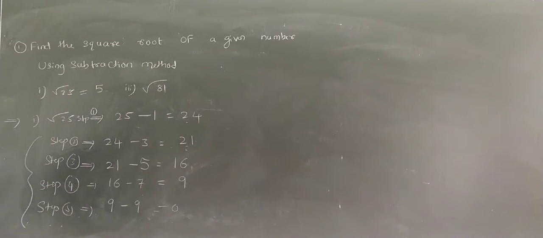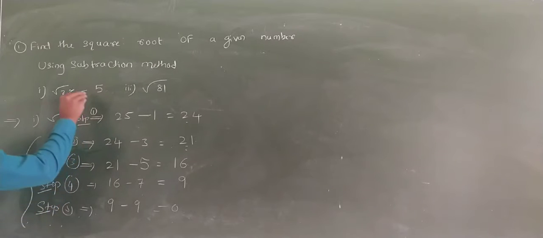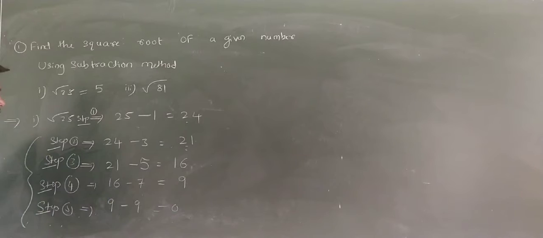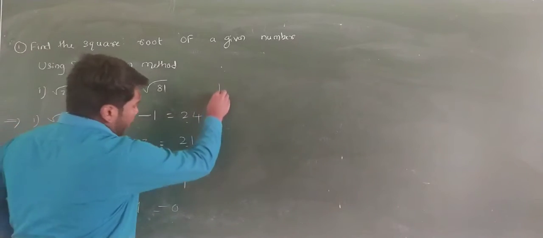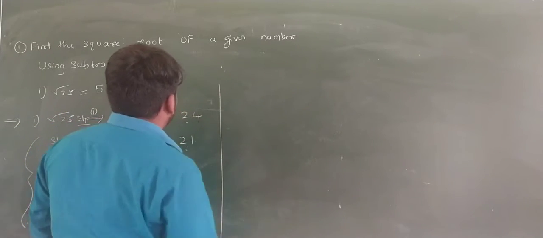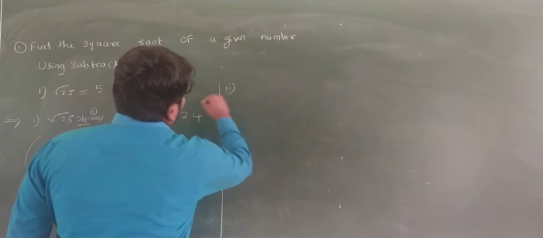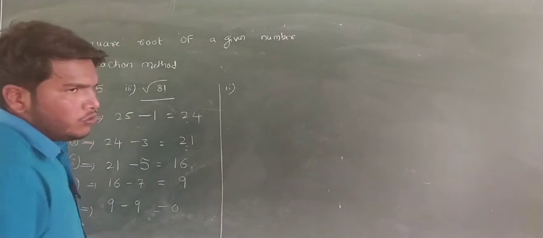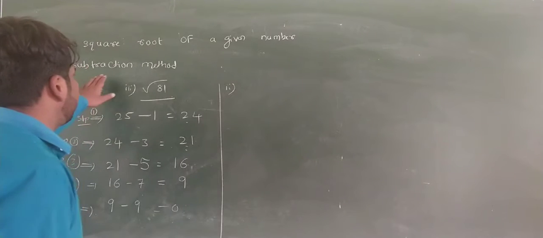You understood? Just count the steps: step 1, step 2, step 3, step 4, step 5. So 5 steps using the subtraction method, and your required answer is 5. Similarly, we will solve one more example so it will be clear. The second one is root of 81. We need to find the square root of 81 by using the subtraction method.